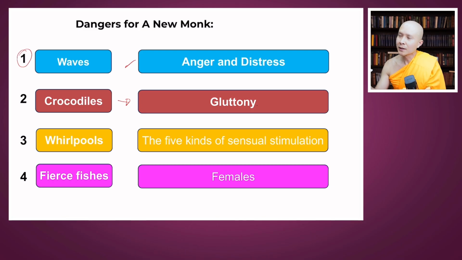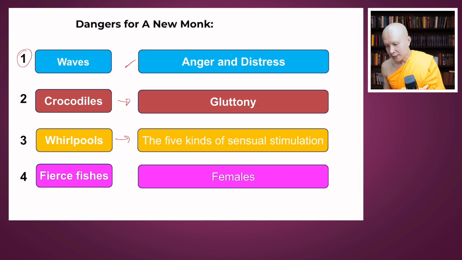You see, we learn of the practice of the Apannaka Dhamma. The monk needs to be moderate in eating. It affects their meditation practice. It affects their spiritual growth. If they're not mindful of their eating, then the monk may not last long. And the third one is the whirlpool.